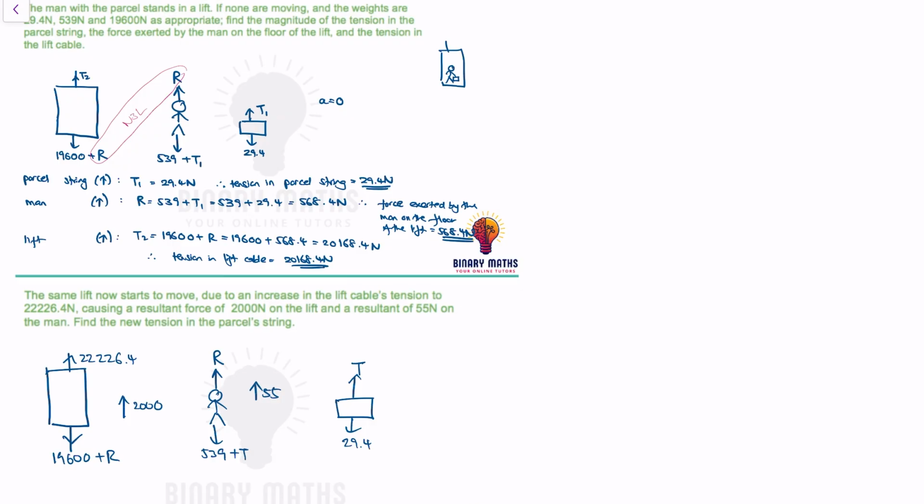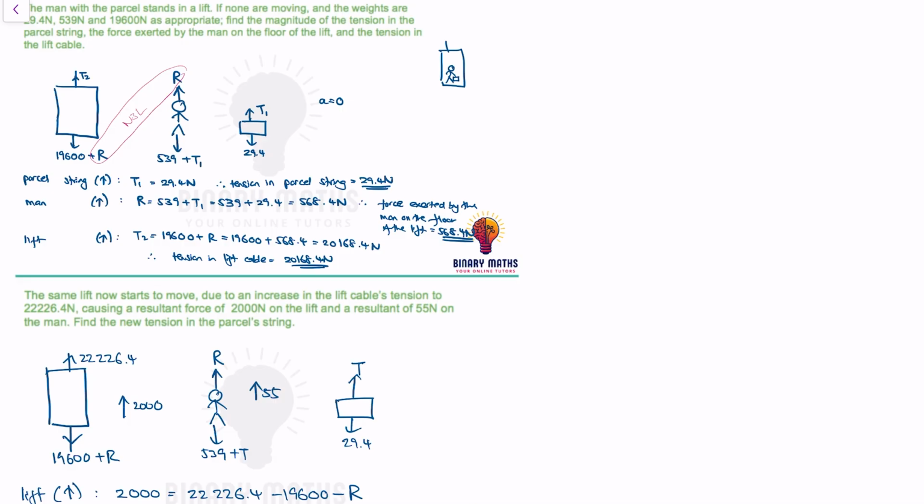So if you look at the lift and we resolve it vertically, then what we do know is, because it's moving 2,000 up, resultant 2,000 must be equal to forces acting up, which is 22,226.4, take away 19,600, take away R, which means R is equal to 22,226.4, take away 19,600, take away 2,000, which is equal to 626.4 newtons.